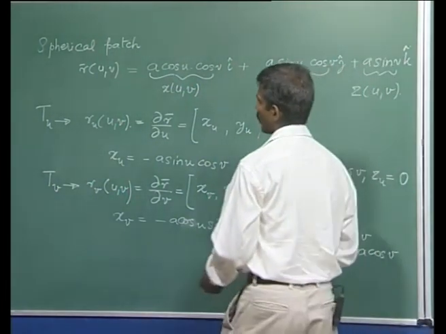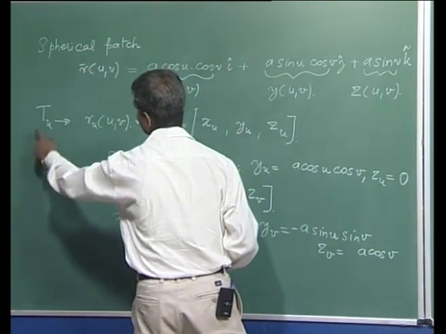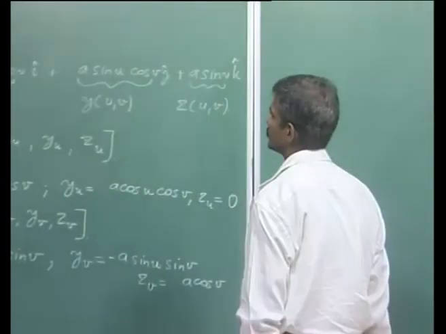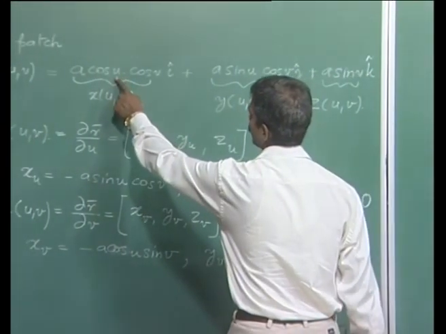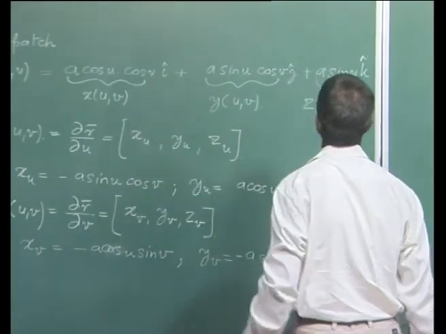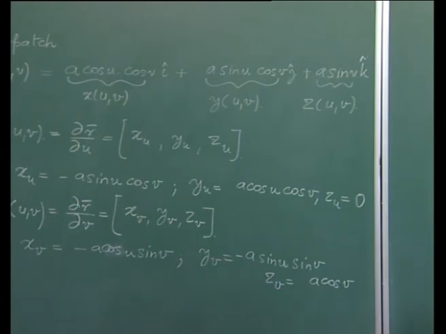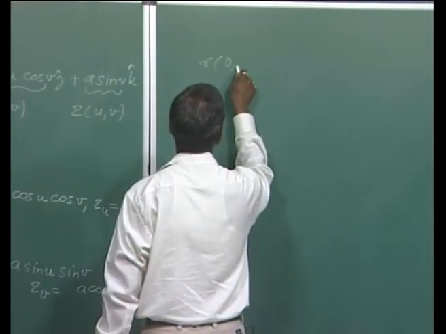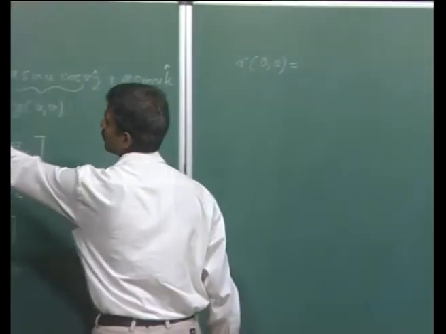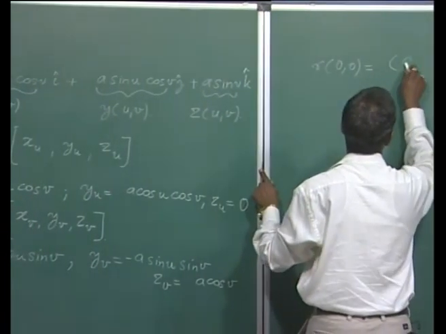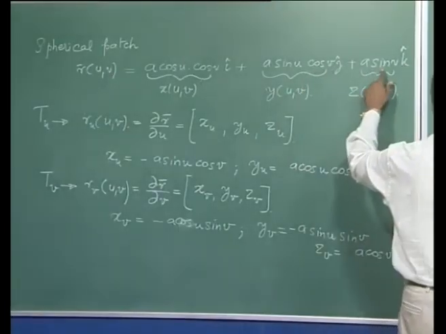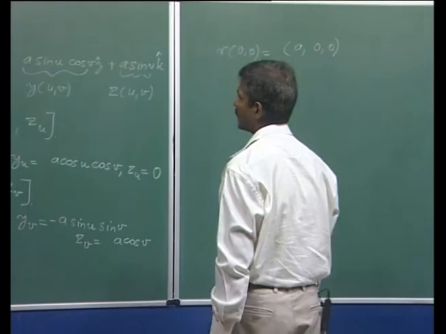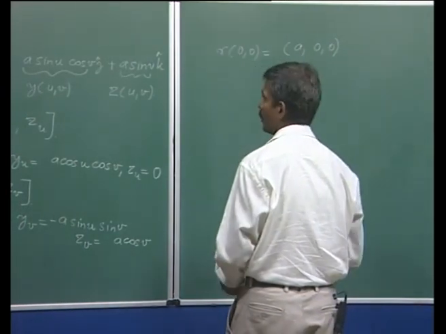So let's compute these two tangents at a point on the sphere. Let's say for u equals 0 and v equals 0, what do we have? So r of 0, 0 equals a, this would be 0 and this would be 0. This is a very simple example. Let's continue with it.